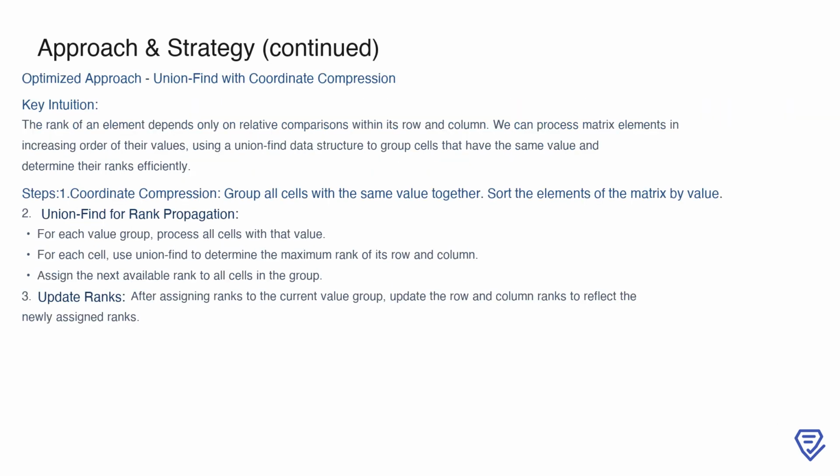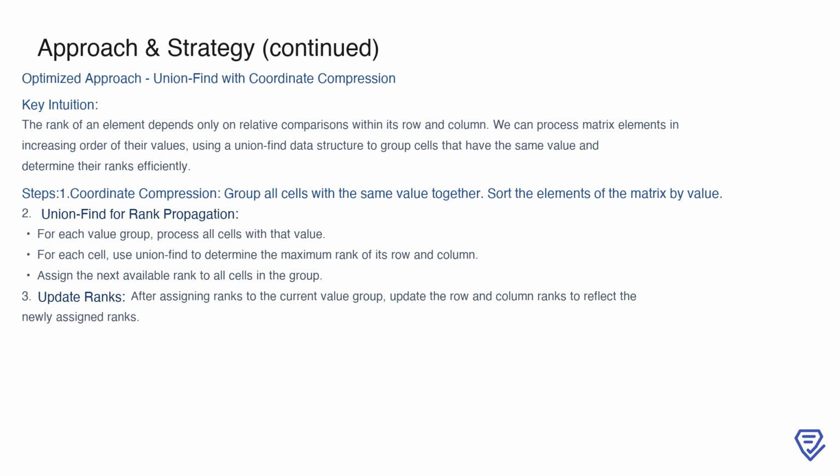Now, let's shift our focus to a more optimized approach that uses union find along with coordinate compression. The key intuition here is that the rank of an element depends only on the relative ordering of other elements in its row and column. This allows us to process the matrix elements in increasing order of their values, grouping cells with the same value, and efficiently determining their ranks.